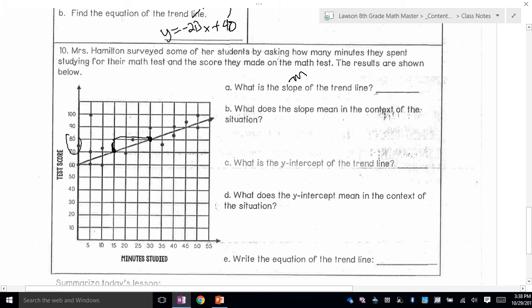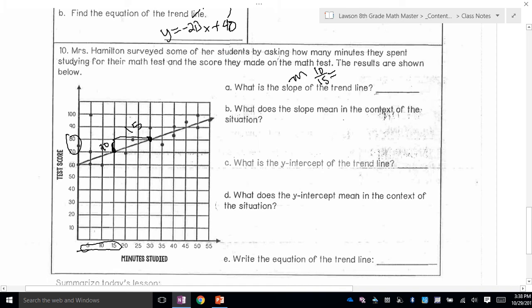My rise, they're counting by tens, and that would be one space, so it would be 10 over a run. It looks like they're counting by fives, and so they're going over 3, which would be 5, 10, 15. So I would put my rise 10 over my run 15. And then I need to go back and check to see if this is positive or negative. It's increasing from left to right. That's going to be positive. And then I need to simplify it.